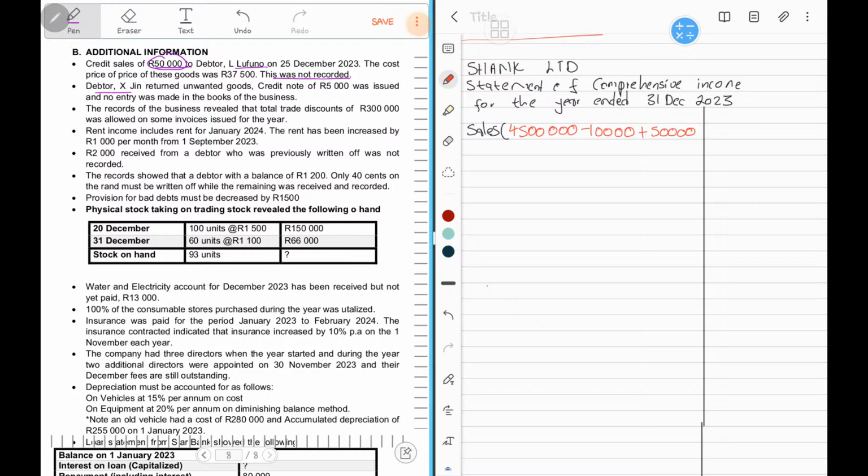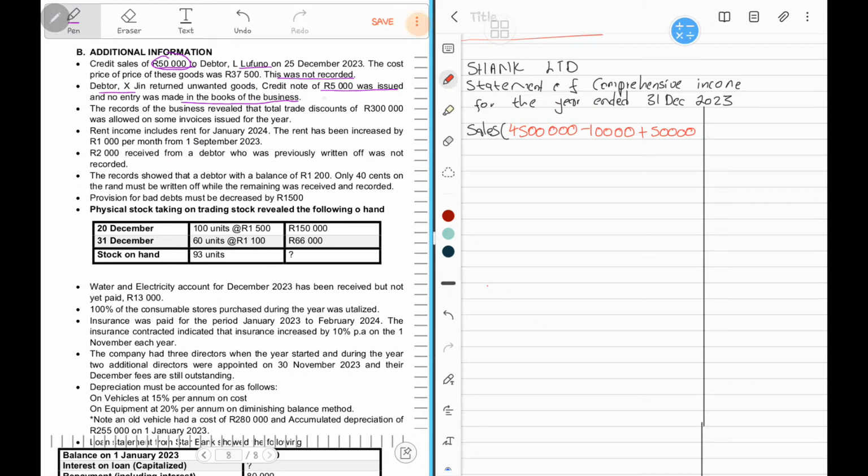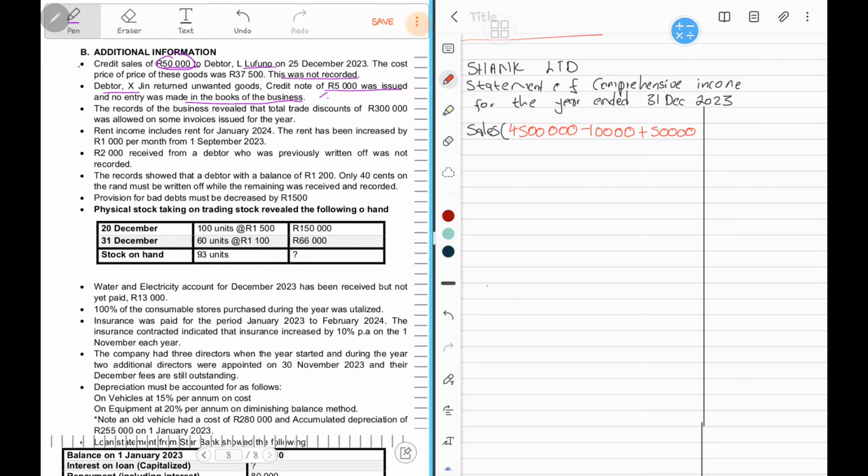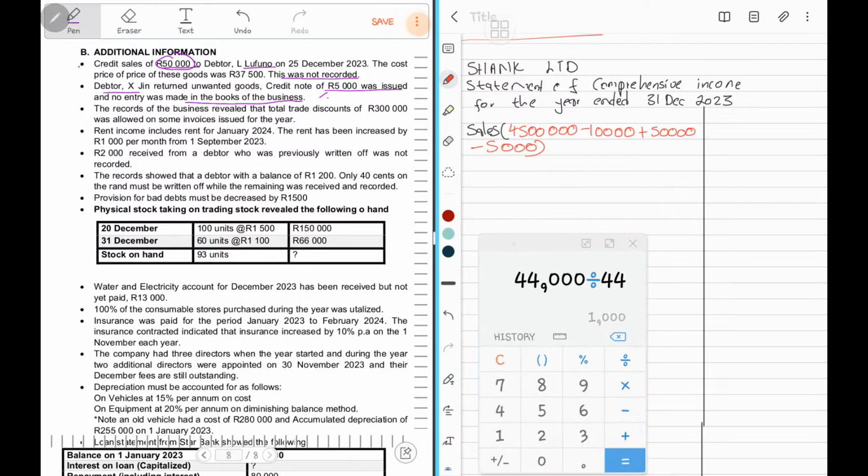So for this one, we're going to say debtor X Gene returned unwanted goods. Then a credit note of 5,000 was issued. Then no entry was made in the books of the business. So in most cases, they will either bring an adjustment like this one or like this one. They just bring one. So now I decided to bring both of them so that I can make you guys feel more challenged. So this one, since it was a return, then we have to subtract 5,000. So now we want to find the what? The sales.